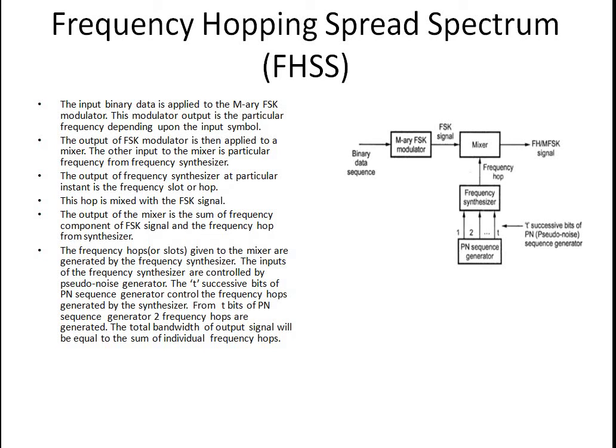The frequency hops or slots given to the mixer are generated by the frequency synthesizer. The inputs of the frequency synthesizer are controlled by the pseudo noise generator, that is, the PN generator. The T successive bits of the PN sequence generator control the frequency hop generated by the synthesizer. From T bits of the PN sequence generator, 2^T frequency hops are generated. The total bandwidth of the output signal will be equal to the sum of the individual frequency hops.